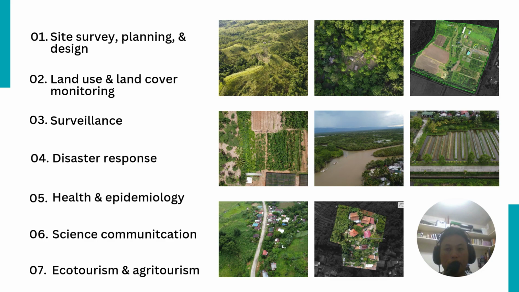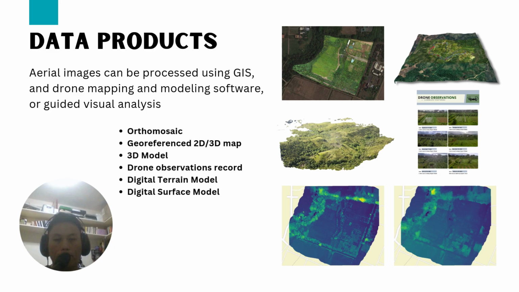Some uses in research include the following: site survey, planning and design, land use and land cover monitoring, surveillance, disaster response, health and epidemiology, science communication, and ecotourism and agri-tourism. Aside from aerial images, drones can also produce specific data products such as orthomosaics, georeferenced 2D and 3D maps, 3D models, drone observations record, and digital terrain and digital surface models.